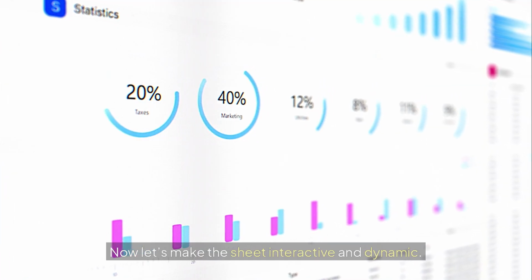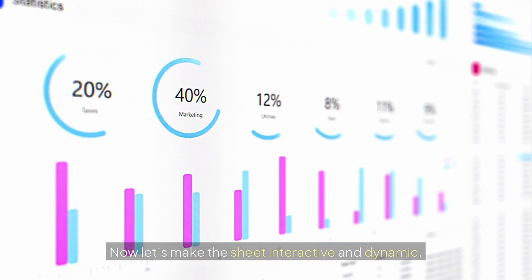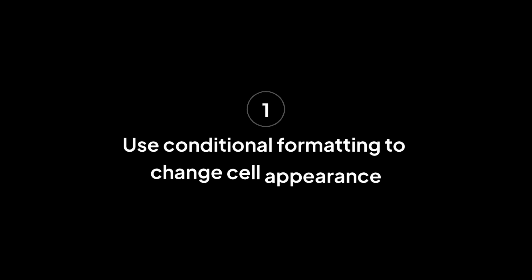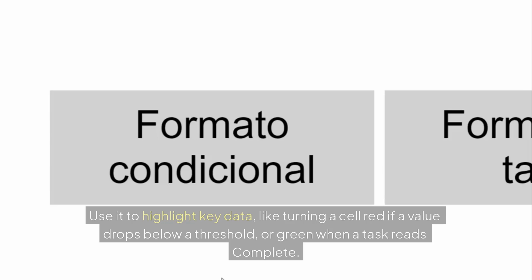Now let's make the sheet interactive and dynamic. Conditional formatting can automatically change how cells look based on their values. Use it to highlight key data, like turning a cell red if a value drops below a threshold, or green when a task reads complete.